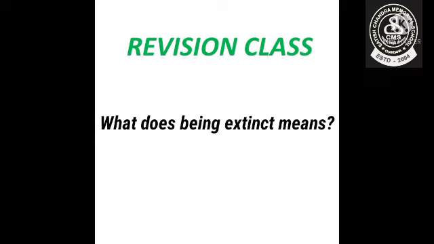For example, some extinct animal species, children, are the passenger pigeon and the mammoth. You can understand that they are no more alive. The species has died out. So that particular species is no more alive anywhere in the world. So just write the answer very nicely. Let's move to the next question, children.